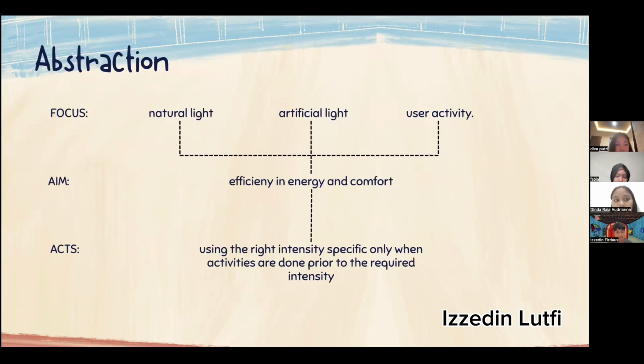And here's the diagram for the abstracted problem. In the bigger view, we have a focus on three problems, which are natural light, artificial light, and user activity. We're aiming for efficiency, energy, and comfort. What can be done is using the right intensity, specific only to when activities are done, according to the intended required intensity.